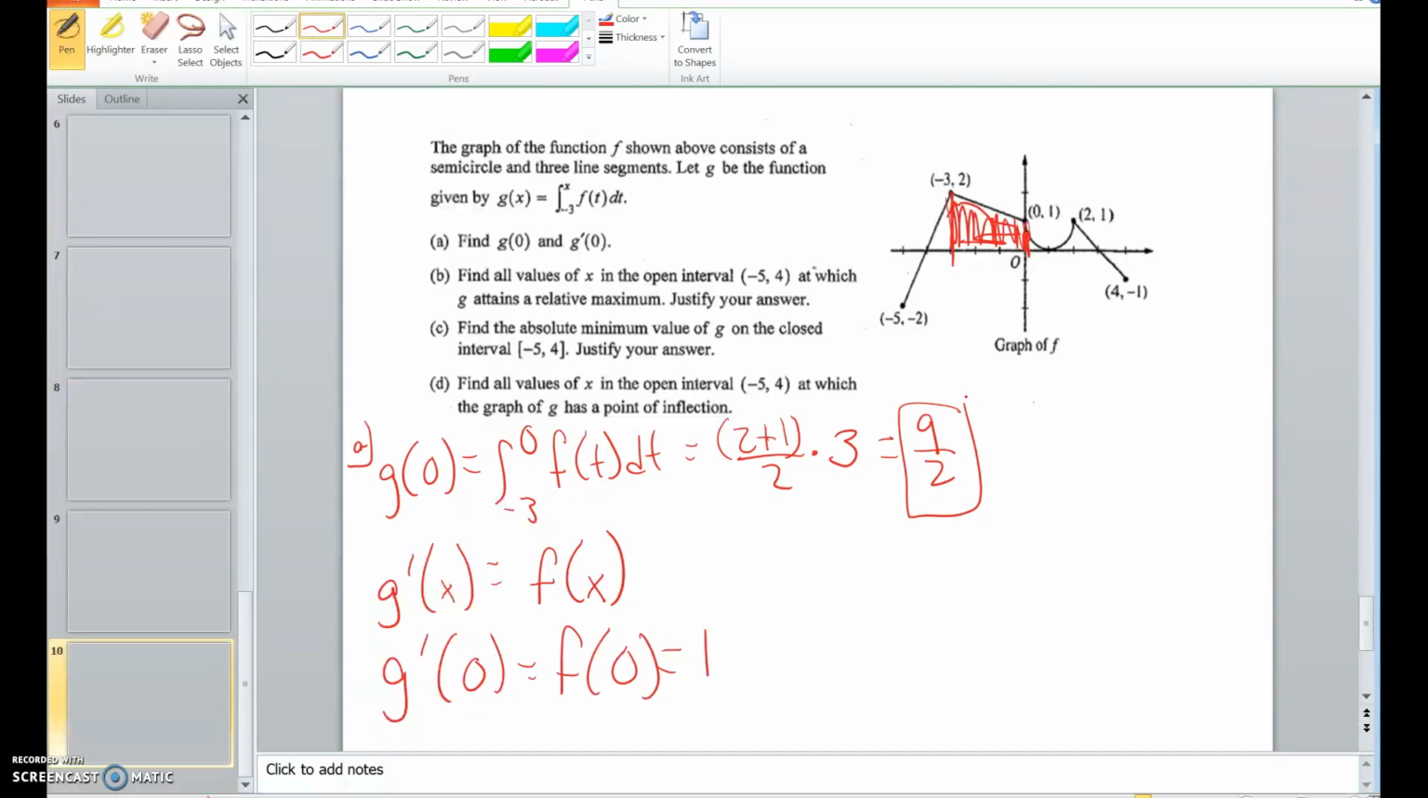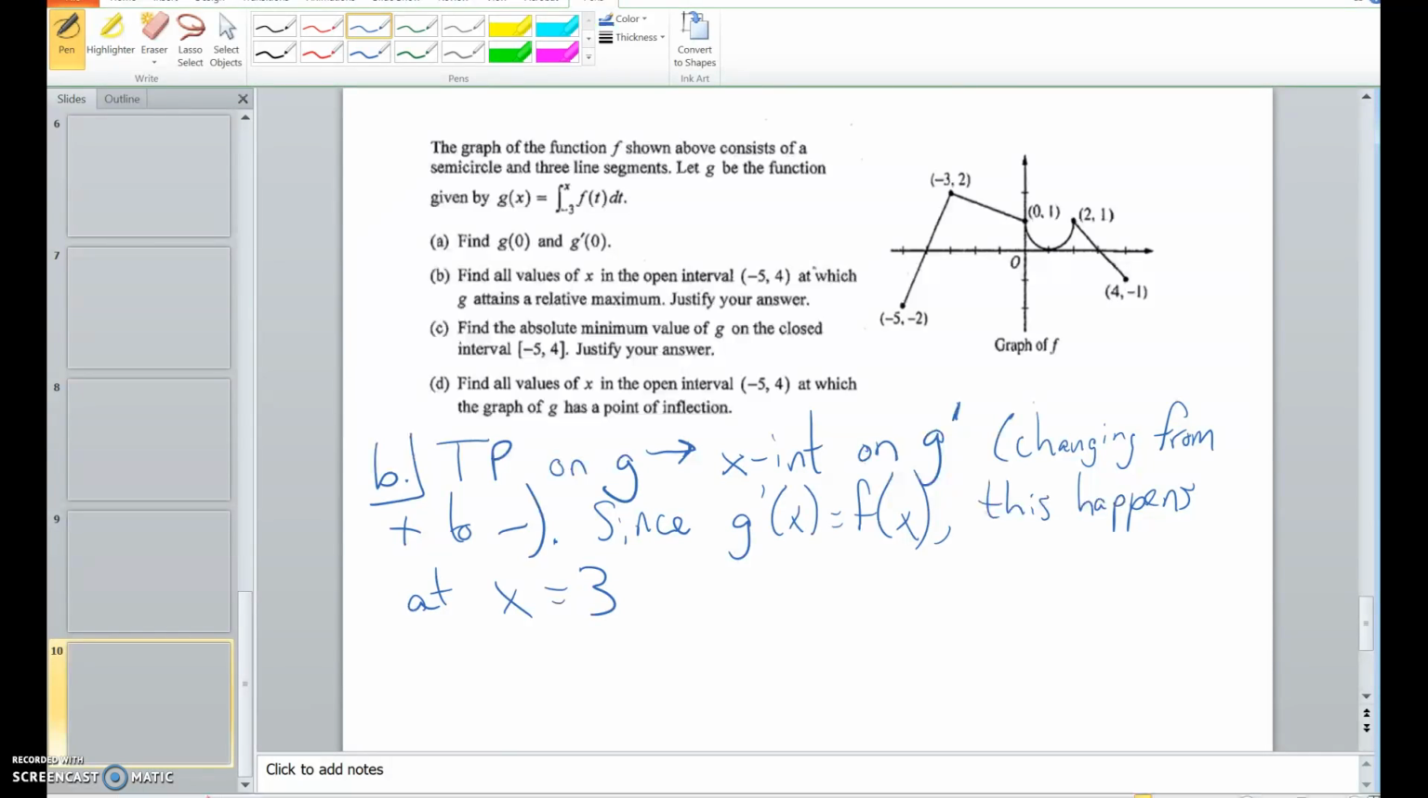When we take the derivative of this integral, it's a pretty simple case. The upper bound is just x, so g prime of x is equal to f of x. So to get g prime of 0, I find f of 0, and that's 1. I read that off the graph right here. Okay, so take a second and try part B.